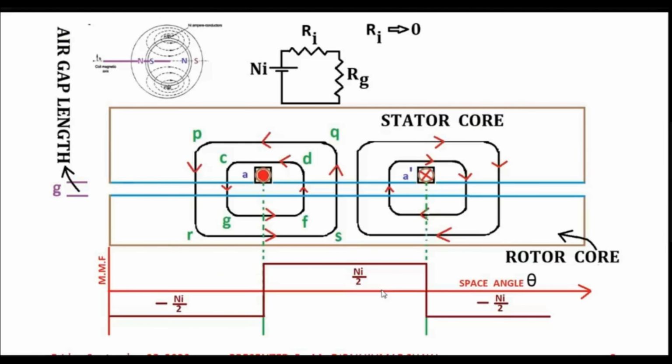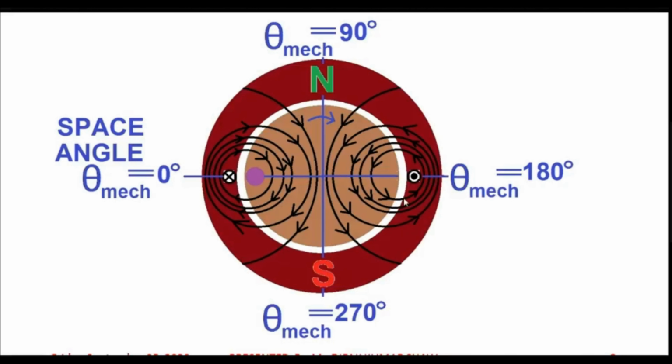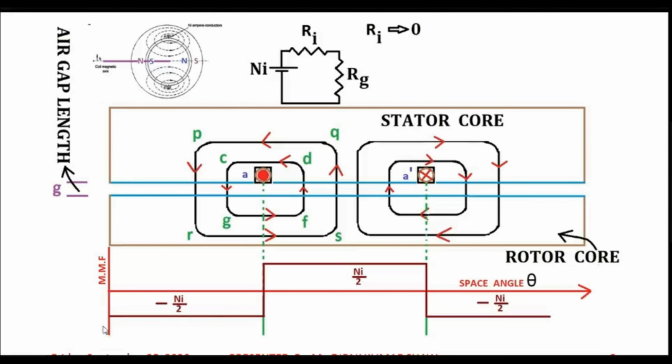So what we have assumed is that it is no doubt that actually the distribution of mmf, that is magnetomotive force, or you may also replace this mmf by magnetic flux density, that means B. Only you need to do some kind of scaling on the y axis. So the distribution of magnetic flux density or mmf along the air gap periphery for this single coil is not sinusoidal. Actually, it's rectangular in nature like this.